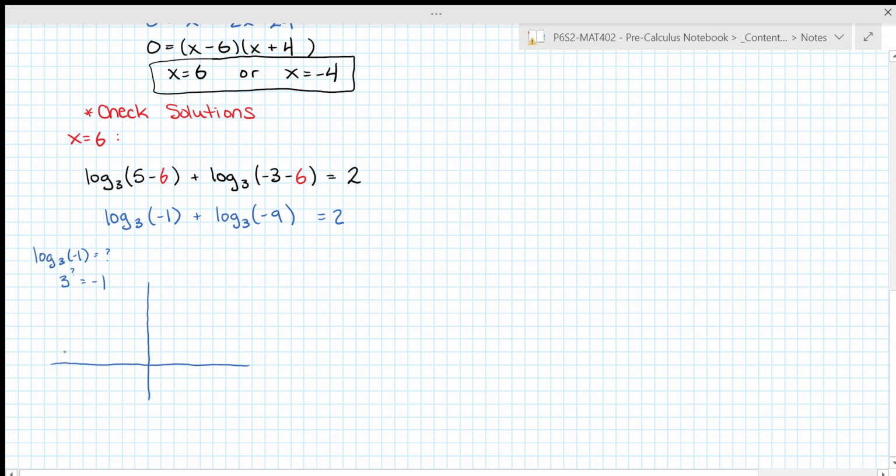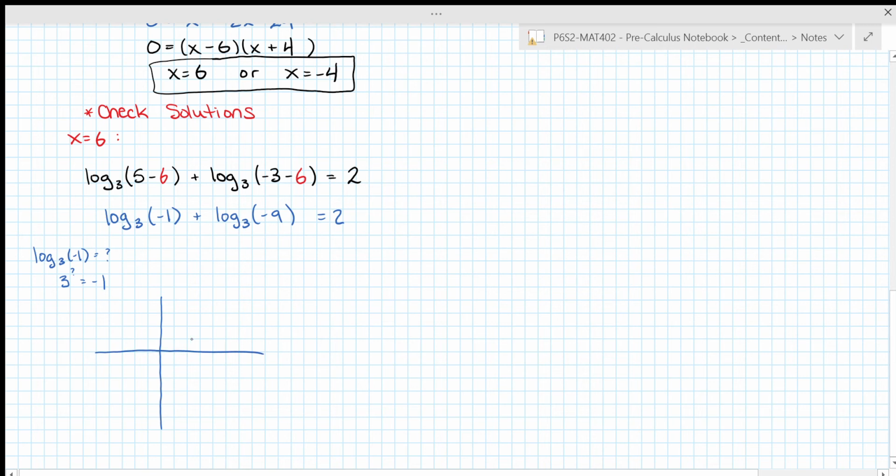So if I had 3 to the x, that's going to be something like this. And if I wanted to find out where that equals negative 1, that is never true. It's never equal to negative 1, right? So when we talk about logarithmic functions in the next video, we will discuss the domain of a logarithmic function. You cannot put anything negative into a log function. If you graph it, the domain of log functions is always positive.